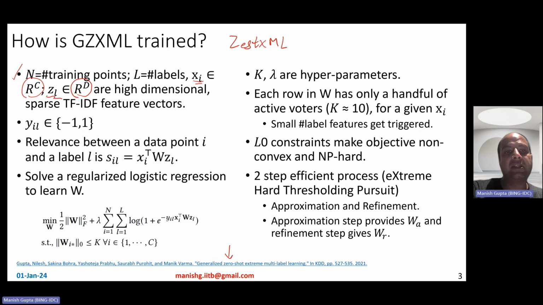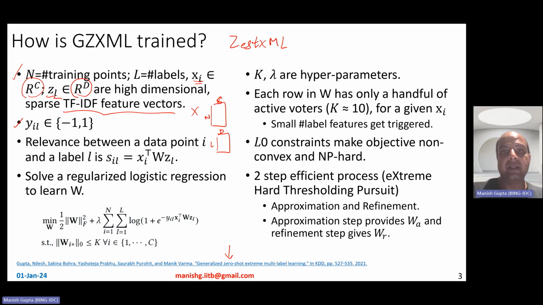So they are both sparse TF-IDF feature vectors. Now, if I think about it, the matrix X, which basically contains data, is essentially of size n cross c, and if I care about the labels, the label matrix essentially is of size L cross D, because L is the total number of labels and D is the dimensionality of those labels. Now, Y_il basically denotes whether the label l is relevant to the data point i or not, and therefore it can take just two values, -1 or 1.